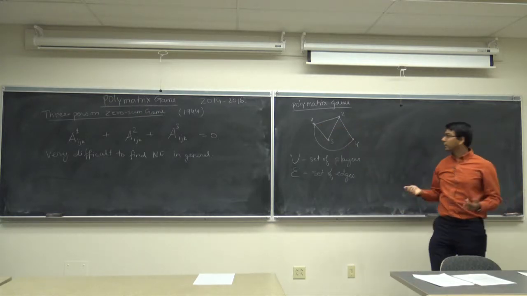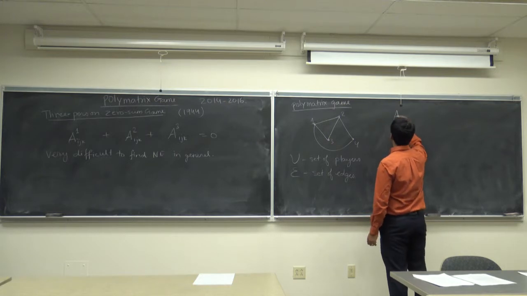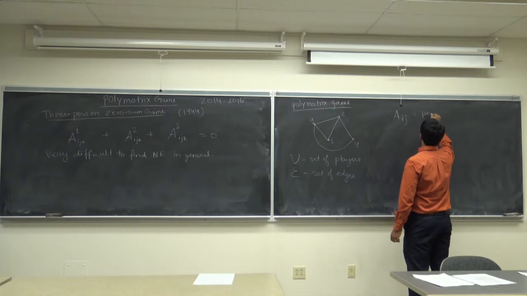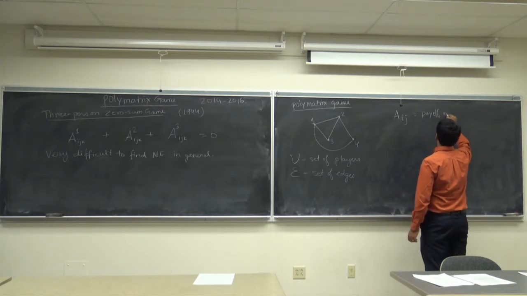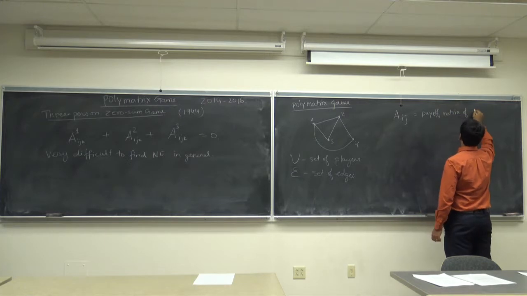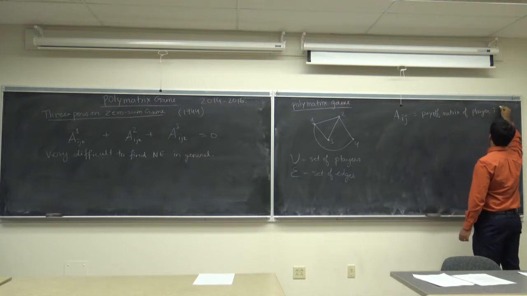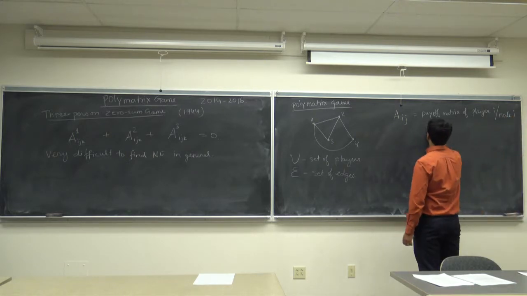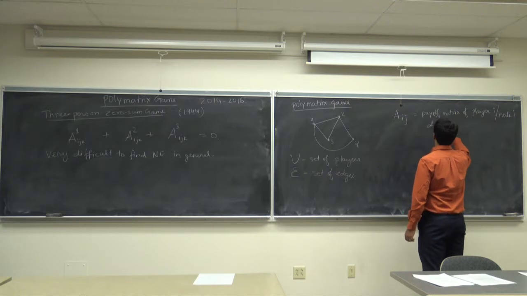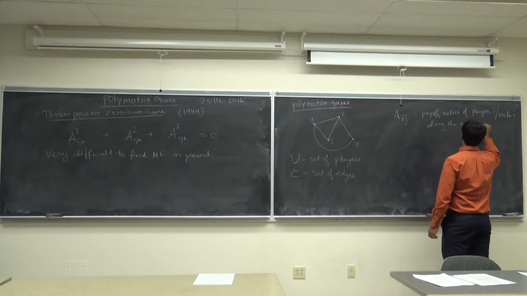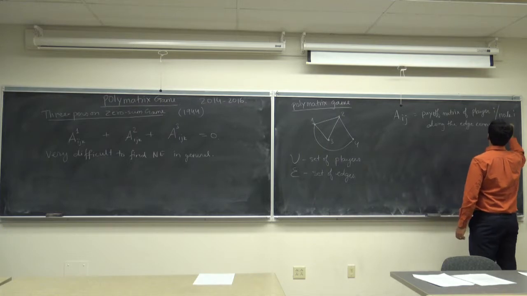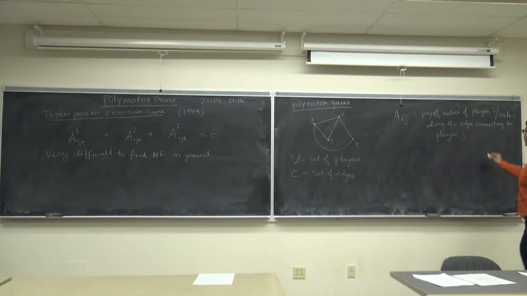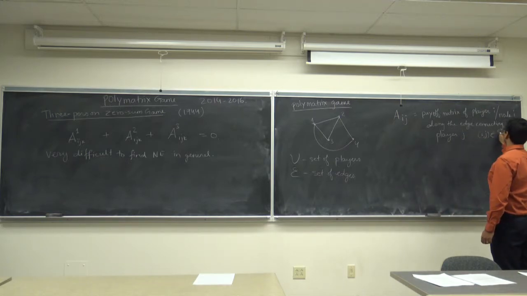I'll define A_ij as the payoff matrix of player i, or you can also call it node i, along the edge connecting to player j, assuming that ij is part of the edge set.